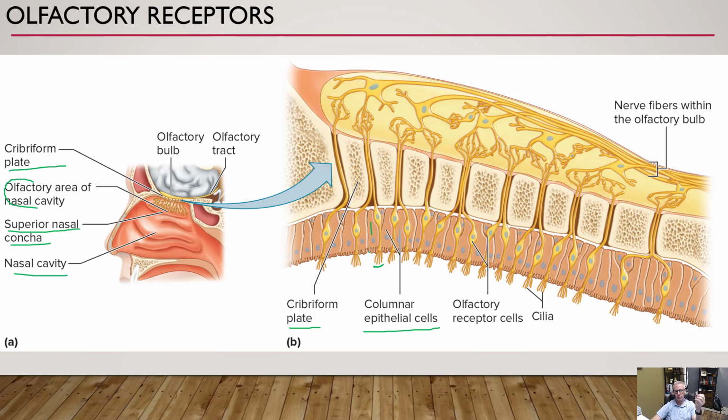Remember that cilia is there to increase area for absorption, as well as to move things through the nasal cavity. Remember mucus production, respiratory tract. We have the receptor cells, and then everything is going to link up with the olfactory nerve, cranial nerve number 1.